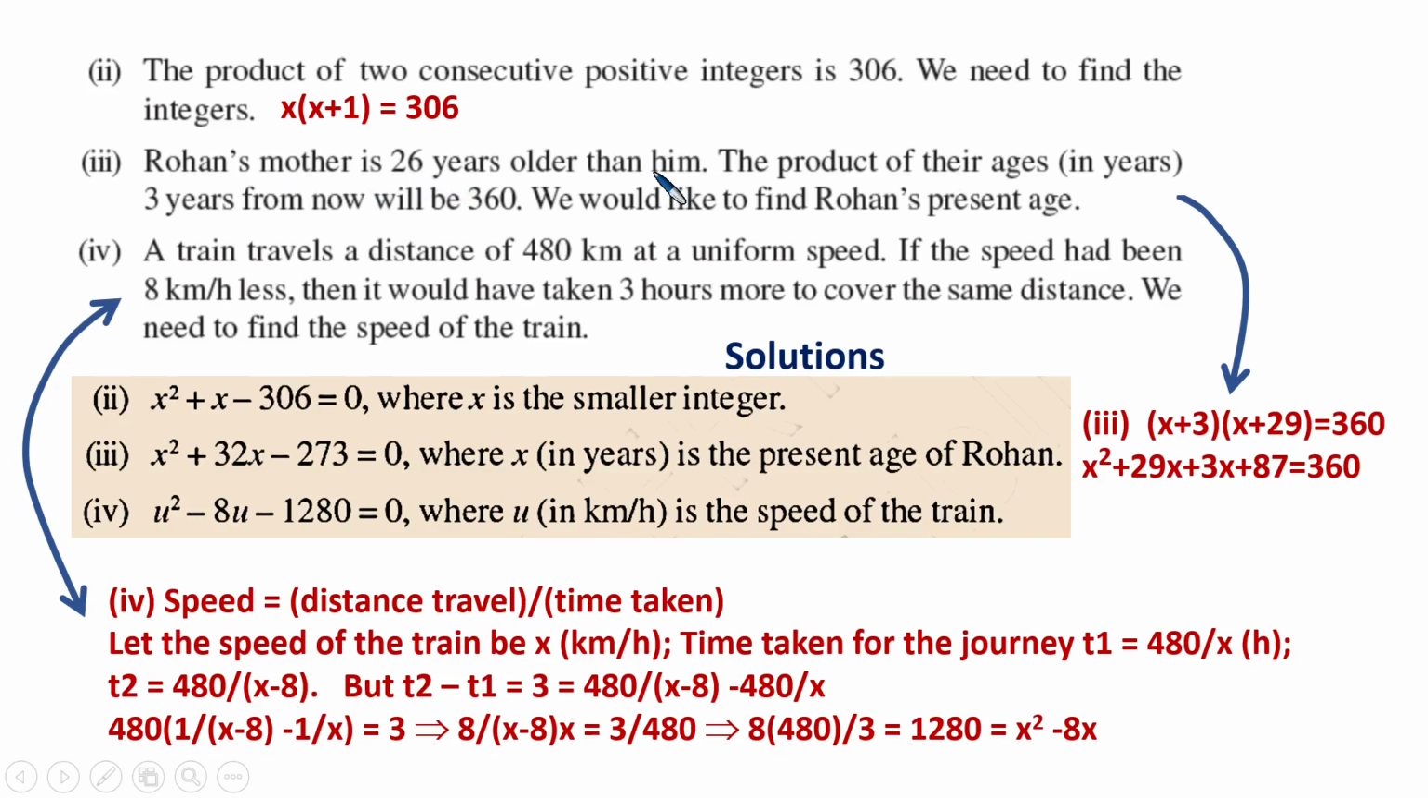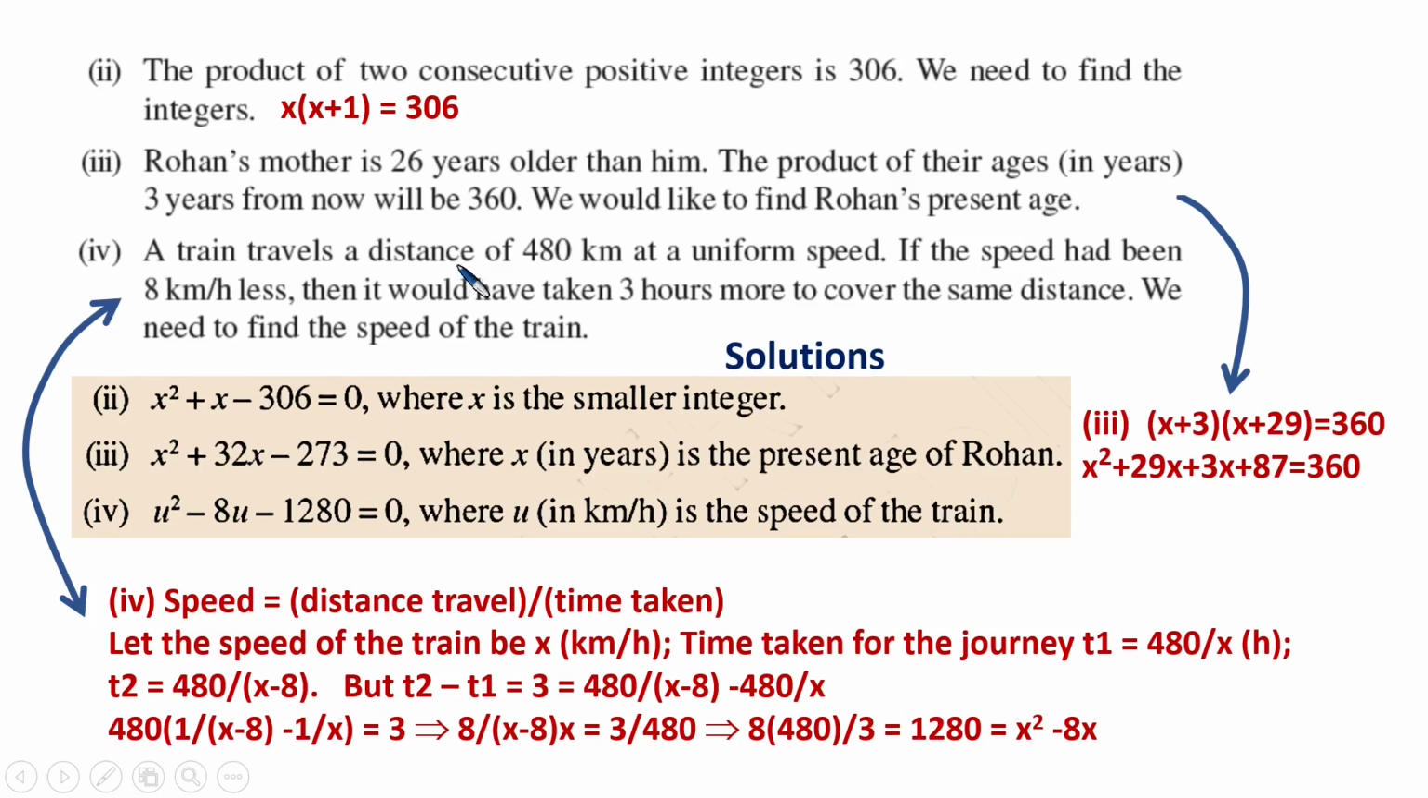Rohan's mother is 26 years older than him. The product of their ages 3 years from now will be 360. Suppose Rohan's age is x, then 3 years from now it is x plus 3. The mother's age is 26 plus 3, which is 29, so x plus 29, and the product is 360. So what would be Rohan's present age? You have to find this x from this quadratic equation. I'm sure you can find this. This is given here. Solve this and you will get the present age of Rohan.